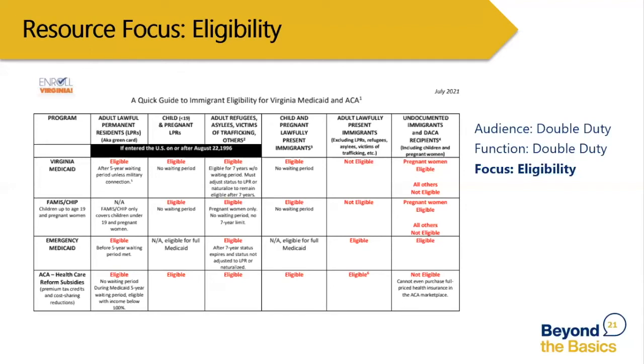So this, I think, is a wonderful example of a resource that manages this double duty for audience and for function. But when it comes to the focus, they have picked a lane. They have let this resource be only about eligibility, and they're not trying to get into the second half of what that eligibility is going to mean in terms of plan selection, because it will be way too much to include on this one specific piece.